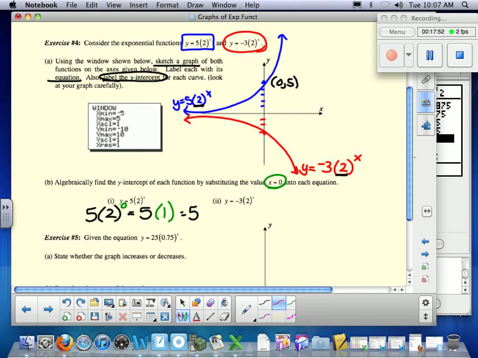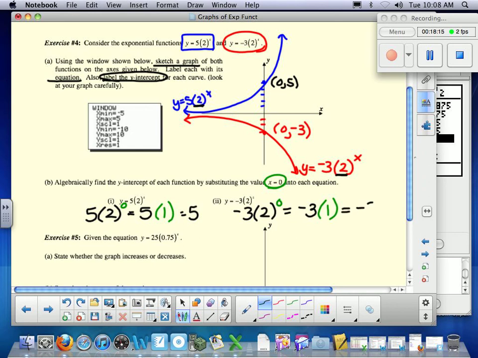Oh, my apologies. This is supposed to be labeled. All right, and then similarly over here, 2 to the 0 power is worth 1.